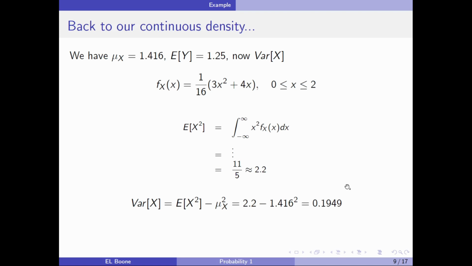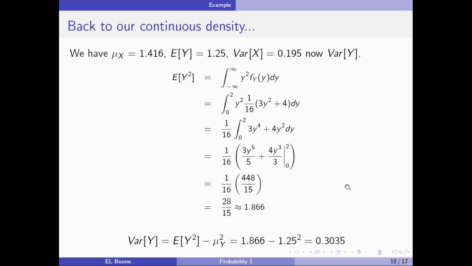Done on variance of x. Now let's move to the variance of y. Okay, now that we've got this, same general rundown: expected value of y squared. We have y squared times f of y, and then we're going to integrate it from negative infinity to infinity with respect to y. 0 to 2, that's the support on our density.